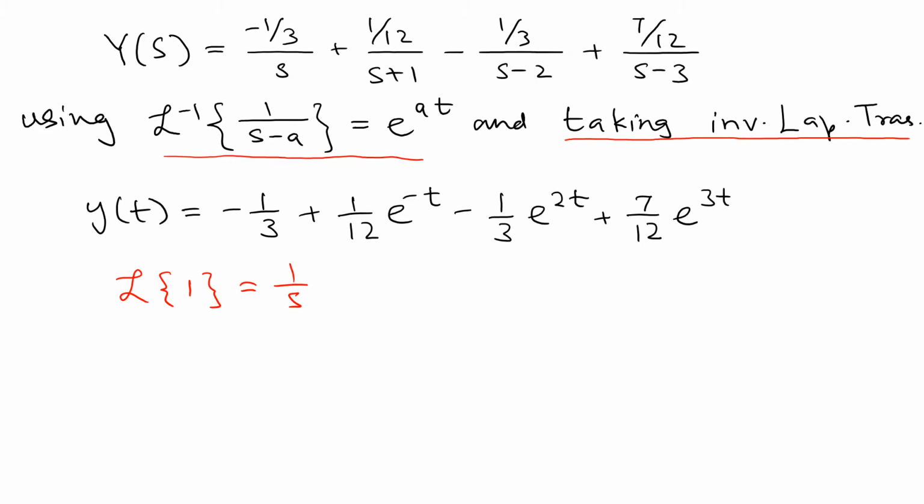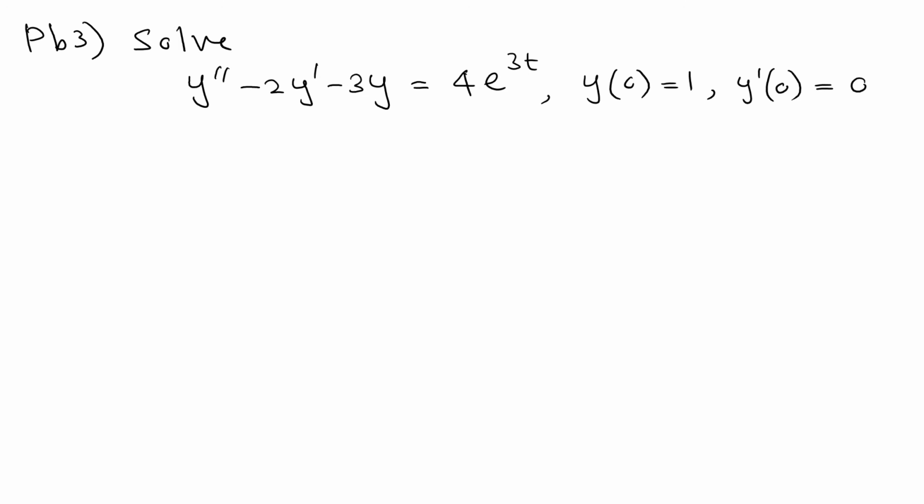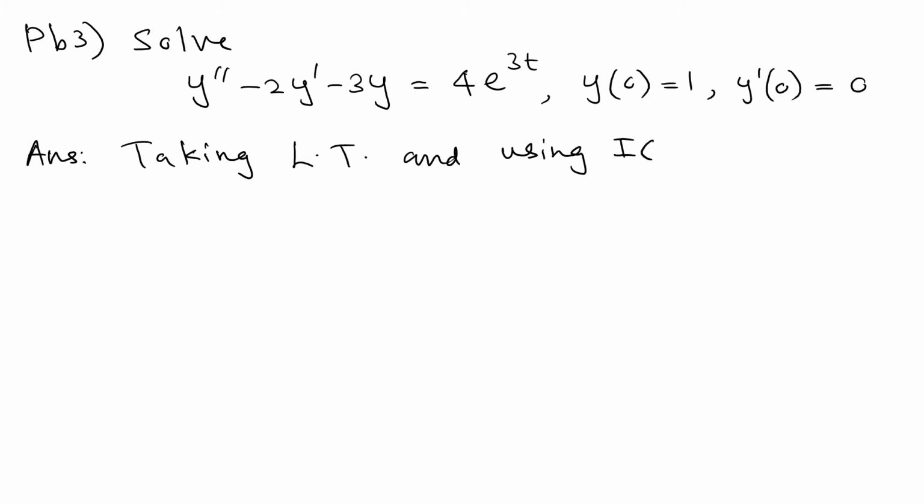So let's look at the next one. As the next one, we have y double prime minus 2y prime minus 3y equals 4e^(2t), y(0) equals 1, y prime(0) equals 0. So we can use the same method. Taking the Laplace transform and using the initial conditions, we can write it like this.